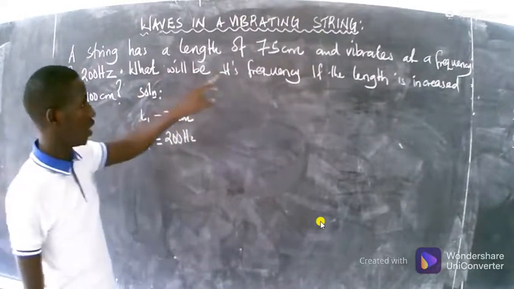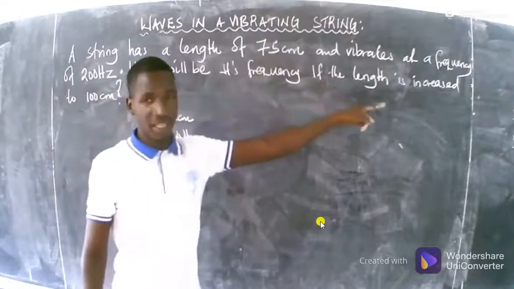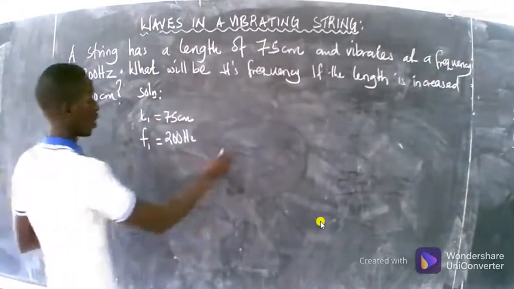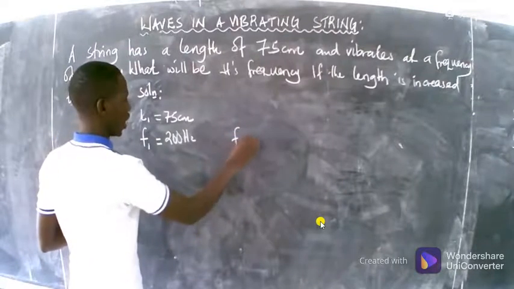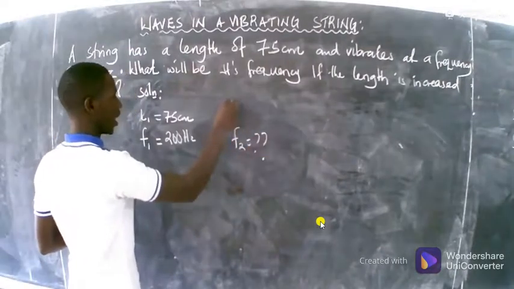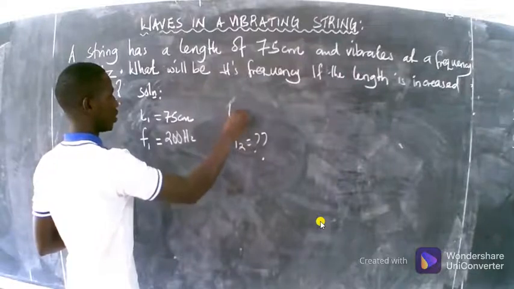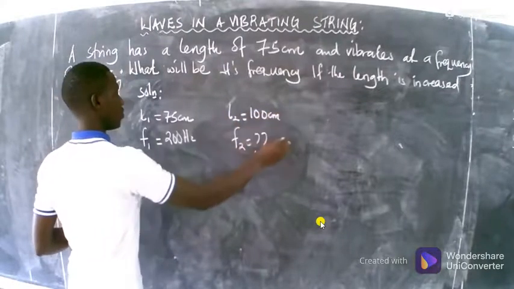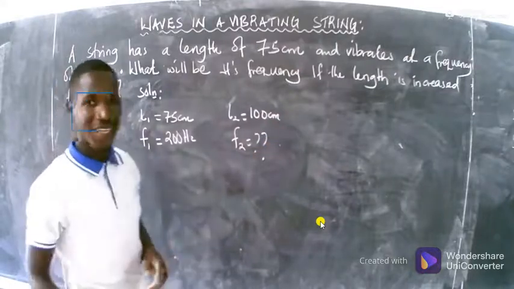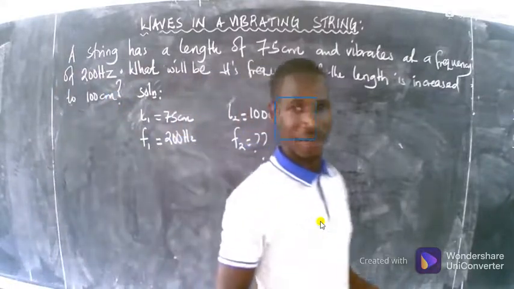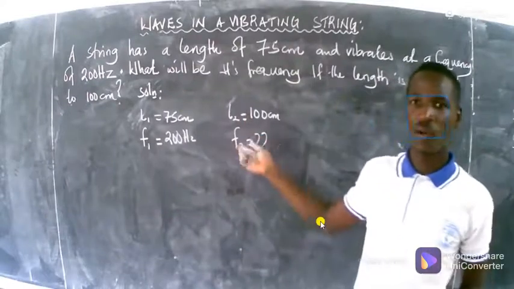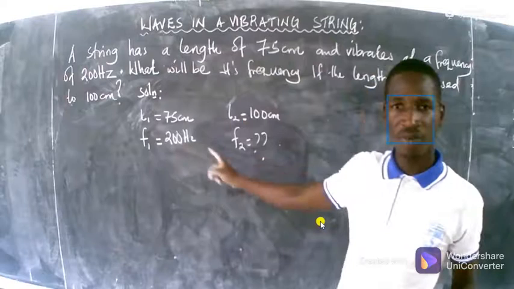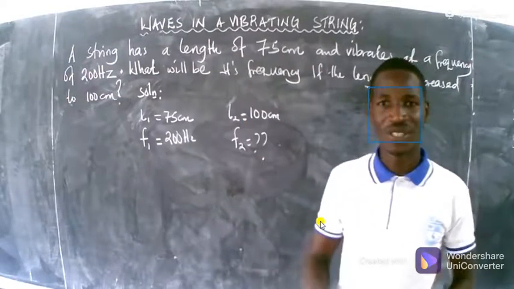What will be the frequency if the length is increased to 100? So they want the new frequency if the new length, which becomes now our L2, is increased to 100 centimeters. Now, one thing which I want to ask you about is, will F2 be greater than F1, or F1 will be greater than F2? Can we reason that out?